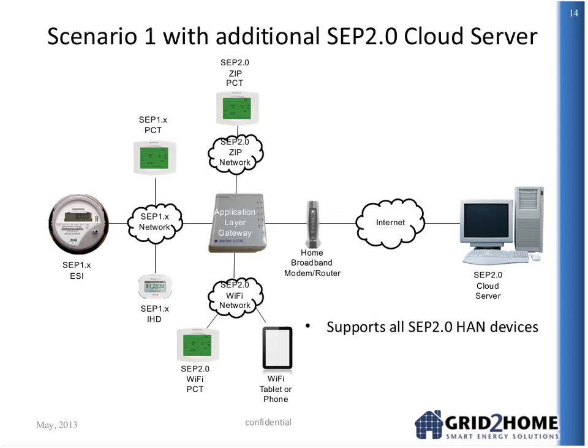Although you could say that SEP2 on the right-hand side does not provide time, price, and DR. It only comes from the left-hand side, and the advanced function sets could come from the right. But here's a network that you could build, and all this needs is the application layer gateway and internet access.